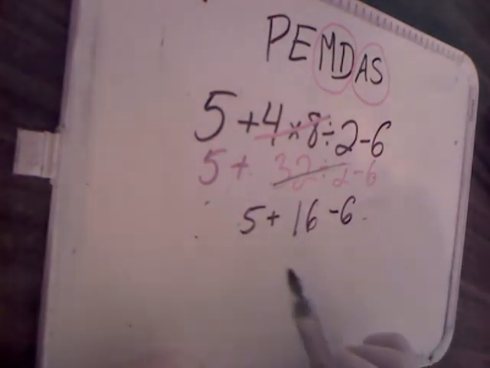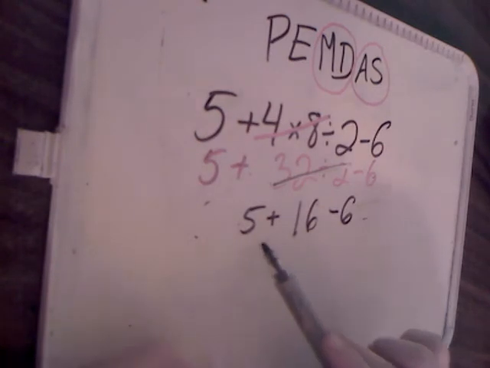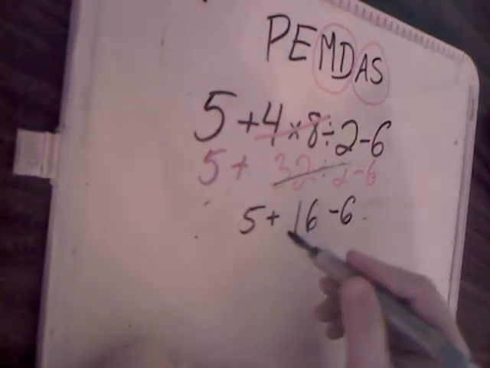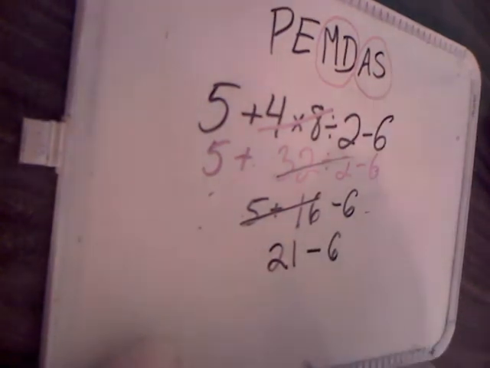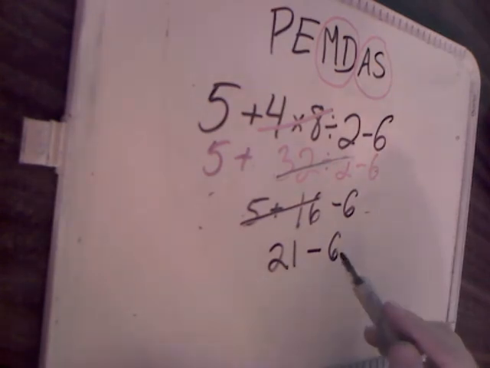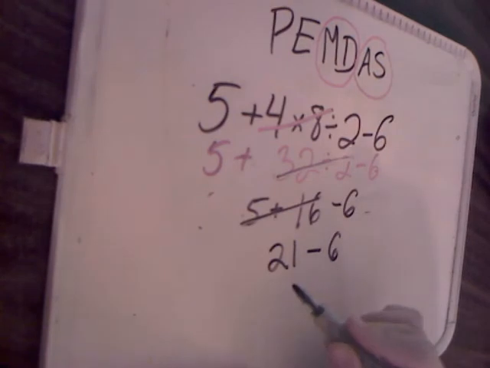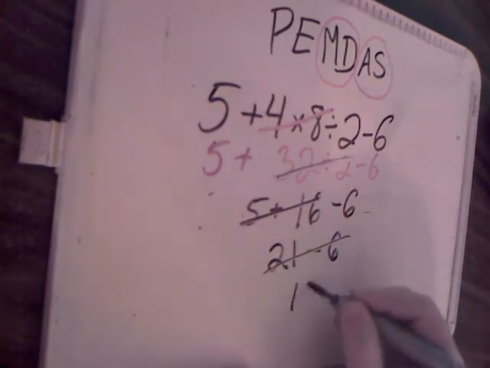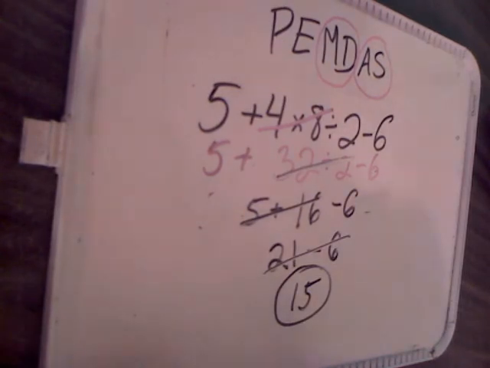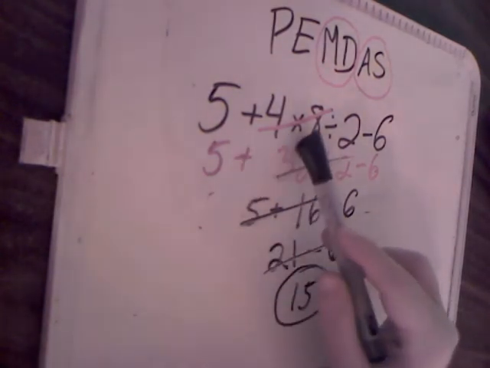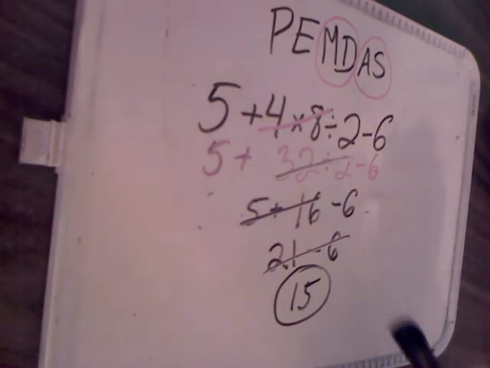So let's look and see if any subtraction or addition comes up. Oh look, an addition problem. 5 plus 16 is 21. I'm going to copy down the rest, and I forgot to switch colors, my apologies. I'm sure you'll figure it out. 21 minus 6, which is the last thing there, is going to be 15. 15 is the answer to this problem. If you just do 5 plus 4 and then times 8 and then divided by 2 and then minus 6, you will get the wrong answer.